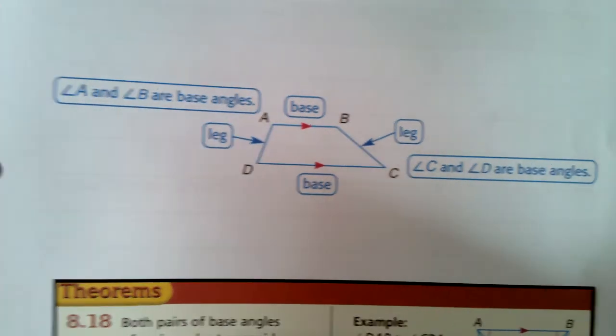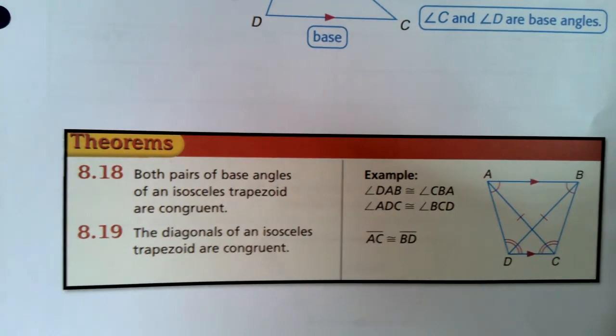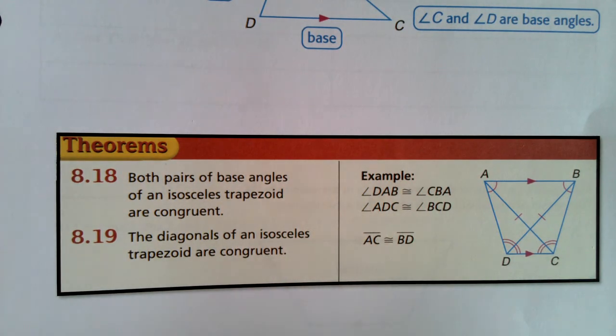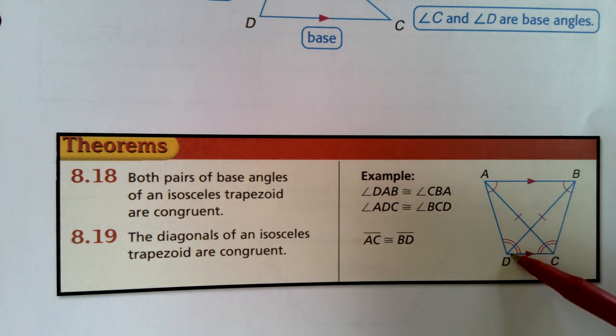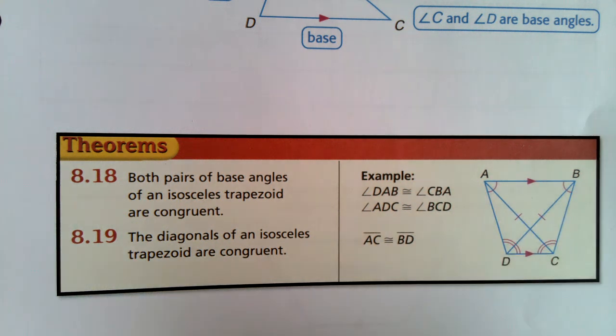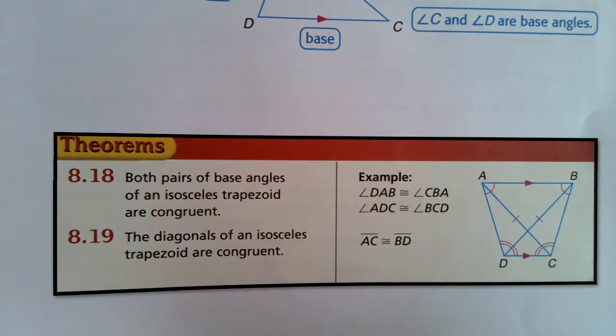Now we have a few special theorems that talk about isosceles trapezoids, okay? Both pairs of base angles in an isosceles trapezoid are congruent. So for example, if you know this is an isosceles trapezoid, then you can say that angle A is congruent to angle B. And then you can say that angle D, this entire angle, is congruent to angle C, this entire angle. And the other thing that's true about isosceles trapezoids is the diagonals are congruent. Again, this is only for isosceles trapezoids. These two theorems apply.